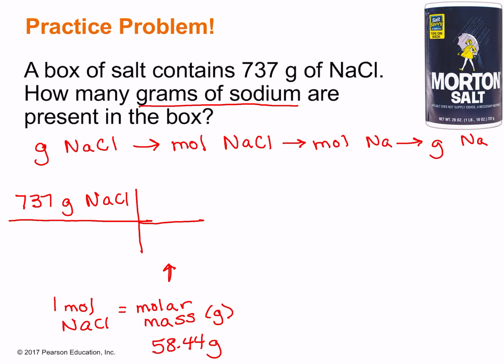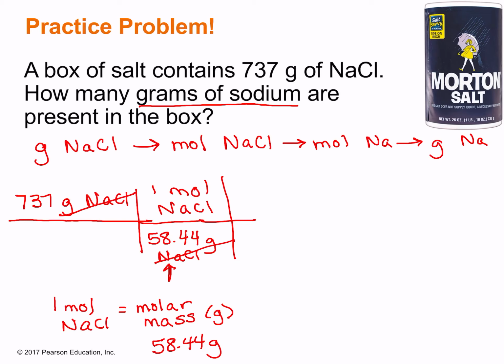So here, because we have grams of sodium chloride on the top, we need to cancel down to the right with grams of sodium chloride, which means this right side is the one that's going to go on the bottom. So we put 58.44 grams of sodium chloride, and that means that 1 mole of sodium chloride will go on the top. So now we've converted from grams of sodium chloride into moles of sodium chloride.